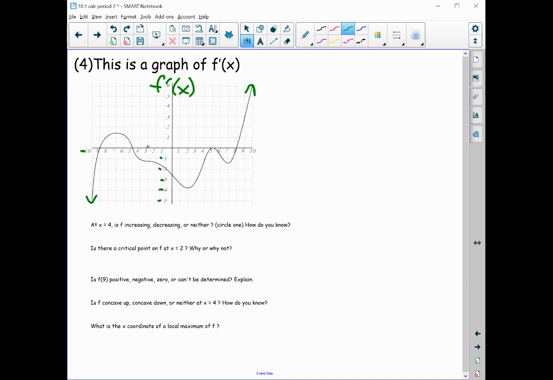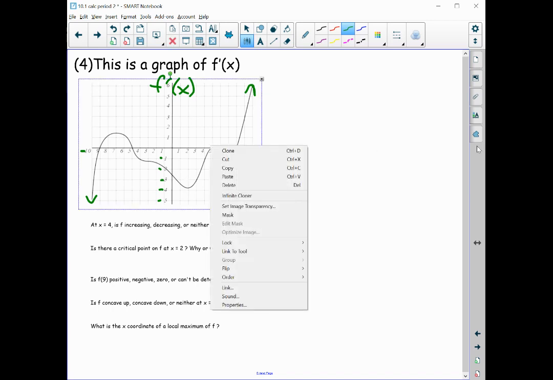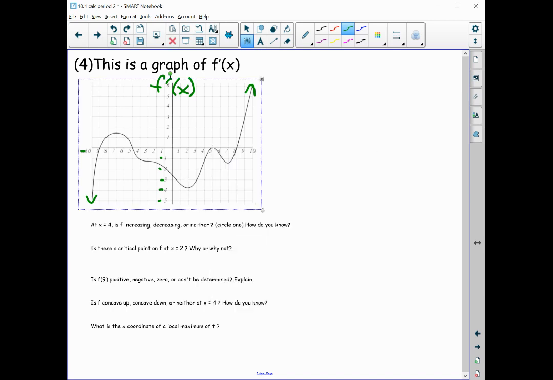Okay, so if I look at 4, what I'm asking myself is, what does the derivative tell me about f of x? Well, it'll tell me behavior. So if I want to know if f is increasing, decreasing, or neither, that's the same question as asking, is f prime positive, negative, or 0? So if I look at 4, I can see that at 4, it's on the negative side. It's at -1. So that tells me f of x is decreasing. And my reason is because f prime of 4 is less than 0.